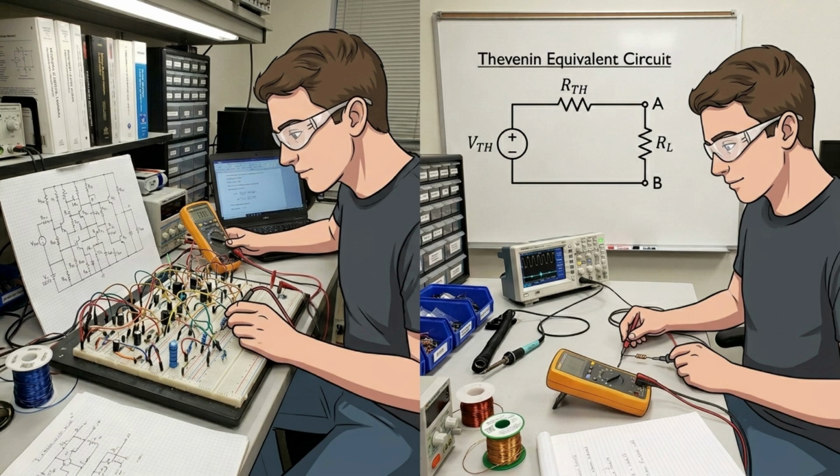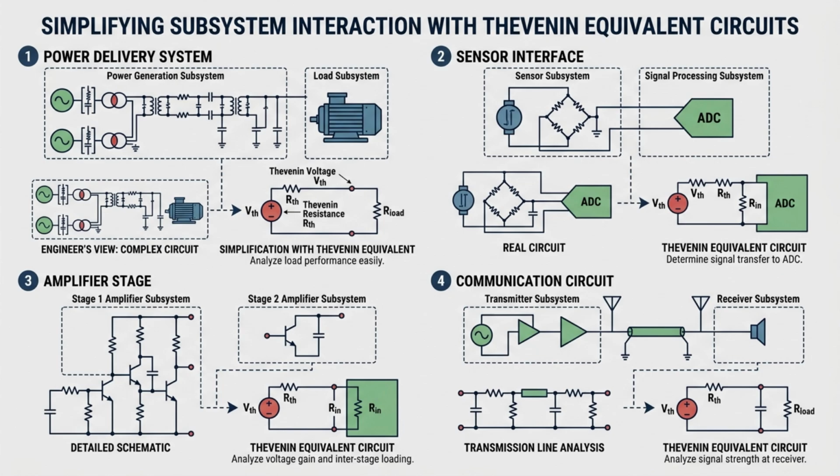Whenever a subsystem interacts with another subsystem, engineers often represent one side using a Thevenin equivalent to simplify the analysis of the overall design. Simulation tools and circuit design software frequently use equivalent circuit concepts internally. Understanding Thevenin theorem, therefore, helps engineers not only solve textbook problems, but also interpret practical engineering models and design methodologies.